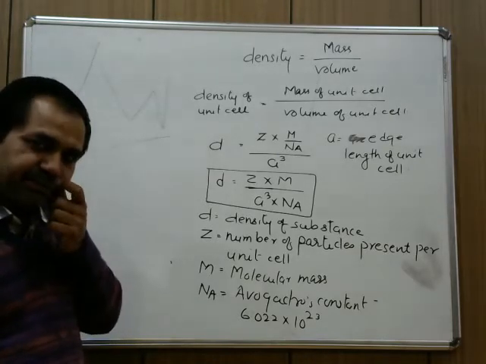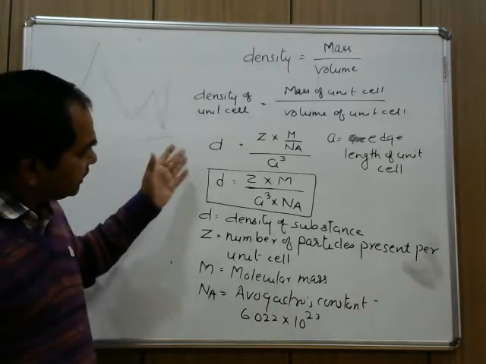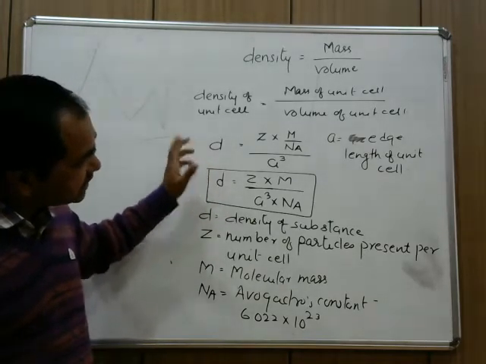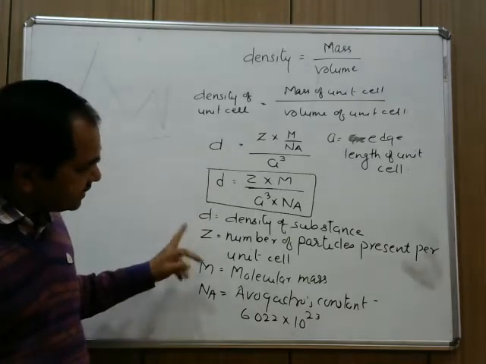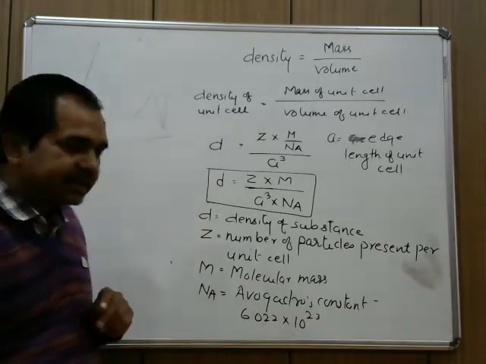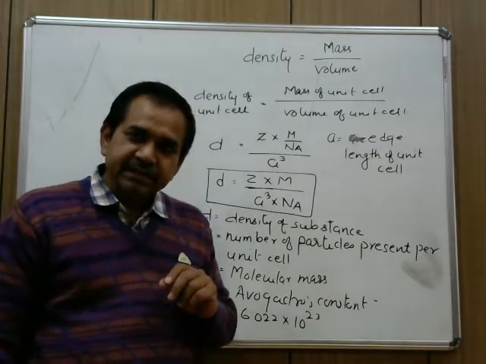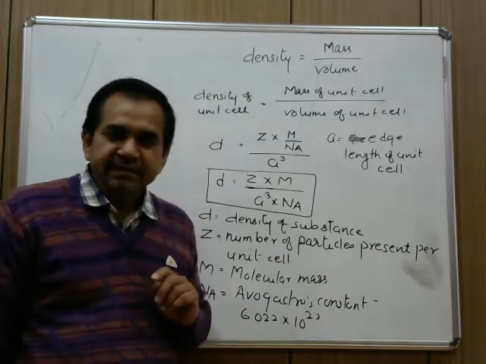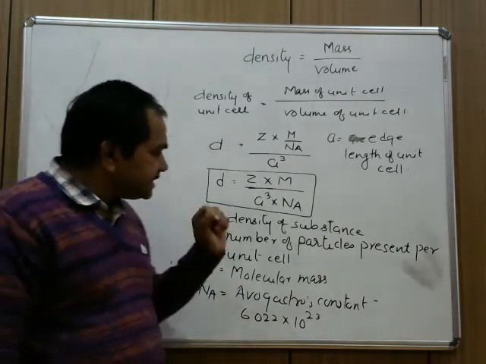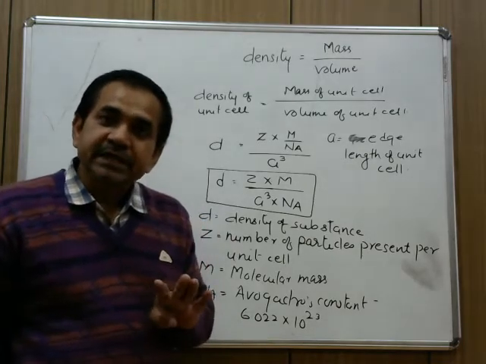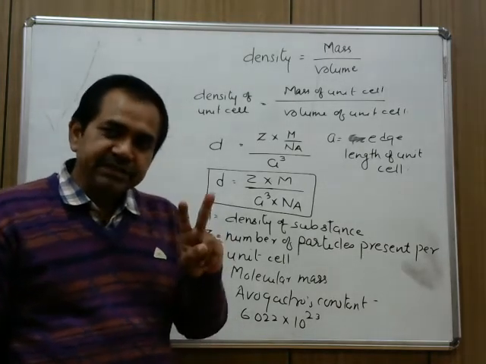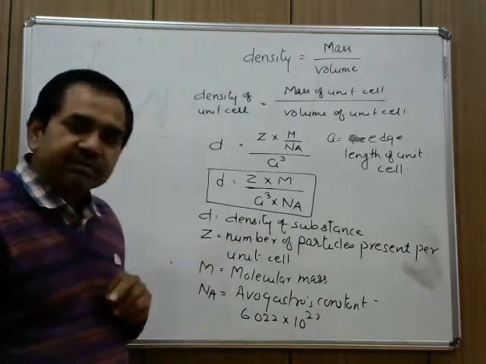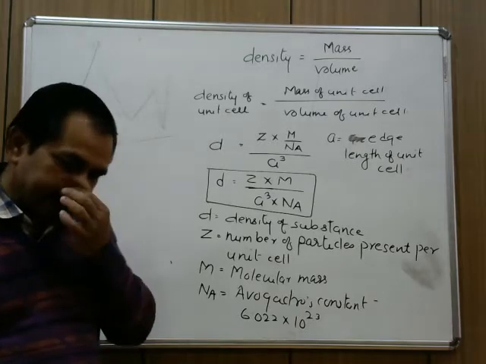every year. So we have to keep in mind that D represents the density of substance, which is actually the density of unit cell. Then Z represents the number of particles present per unit cell. Again to tell you that this Z for basic or primitive unit cell is 1. For face centered cubic unit cell it is 4, and for body centered cubic unit cell it is 2. M is the atomic mass or molecular mass of particle.